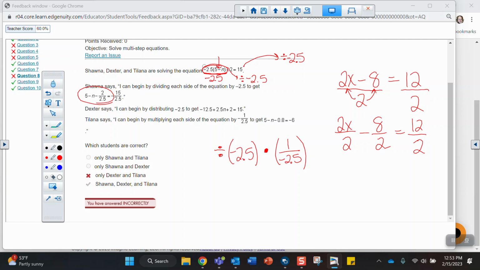When this first piece with the distributive property gets divided by the negative 2.5, those cancel. That's why we just have 5 minus n left over. But then they also have to divide the 2 by 2.5. So yeah, that one's kind of ugly. So you have another attempt on there.